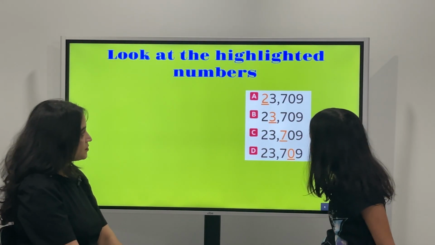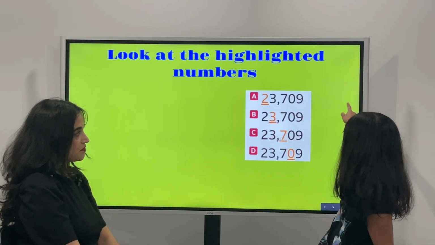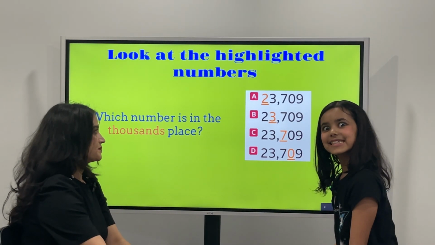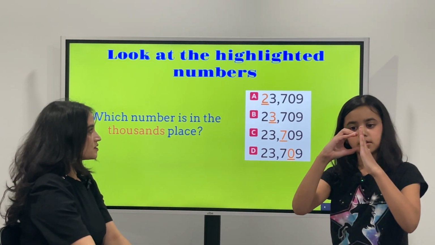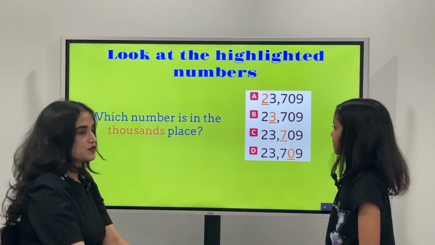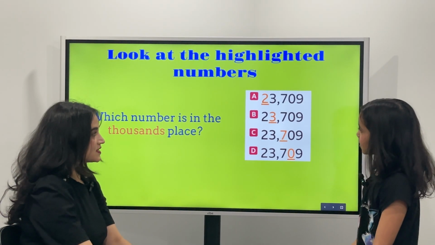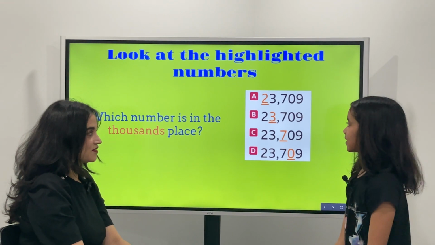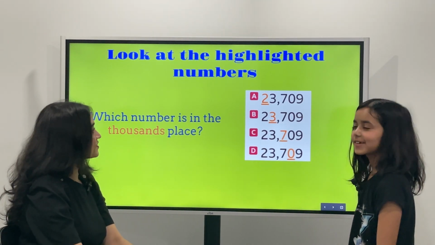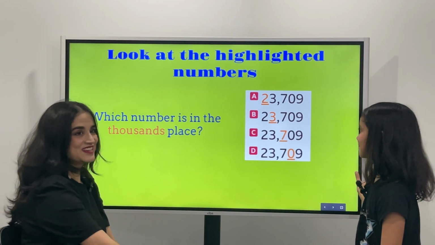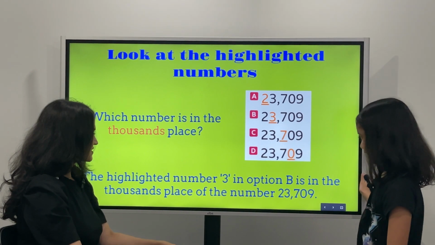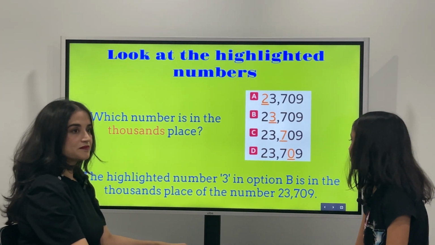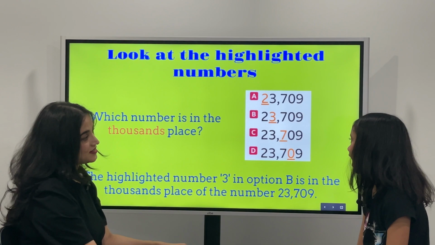Look at the highlighted numbers. 23,709. So which number is in the thousands place? Either it's 2 or 3 or 7 or 0. Which one? I think it's B. Why do you think so? B is in the 1,000 place. The highlighted number 3 in option B is the thousands place of the number 23,709. So I was right.